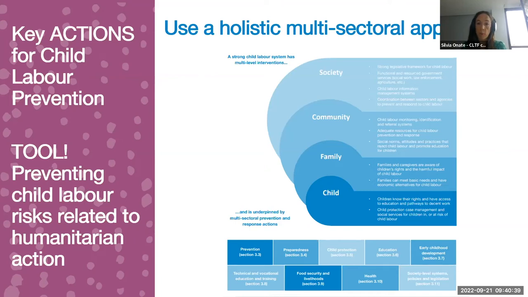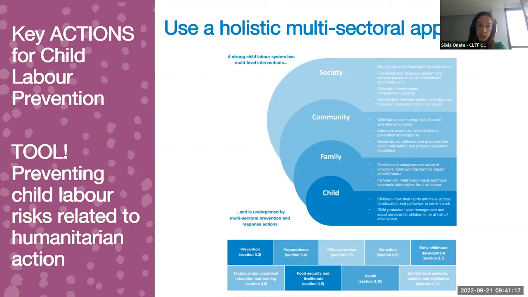One example could be children below the legal age for work participating in a cash for work offer created by food security and livelihood colleagues. The mitigation strategy would be to provide awareness and conduct age verification during registration and program implementation. So besides risks from humanitarian action, there are also specific examples of rapid prevention actions within the multi-sectoral approach that you can find in the toolkit.